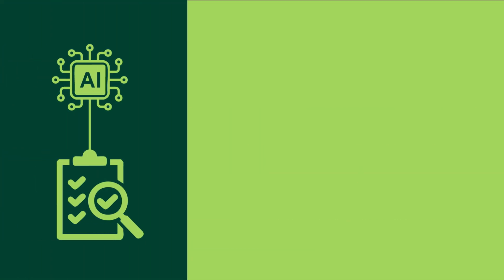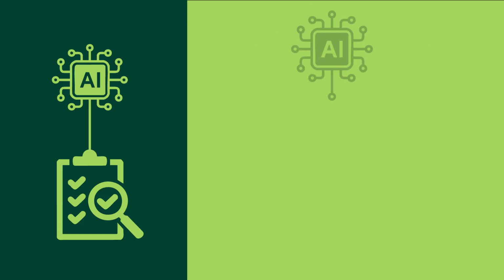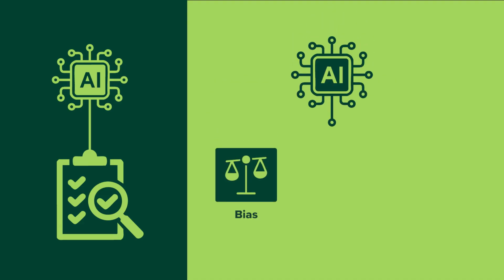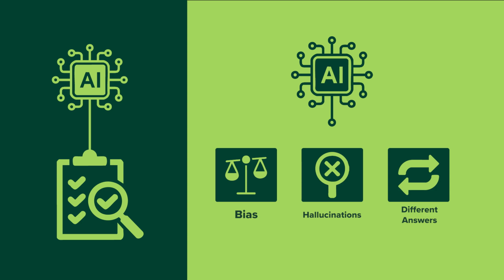When using AI tools, it's important to carefully evaluate what they produce and what the intention or objective of the tool is. AI ecosystems can introduce bias, generate incorrect or fabricated information, sometimes called hallucinations, and even give different answers to the same question at different times. Because of this, you should never assume an AI response is accurate without checking it.